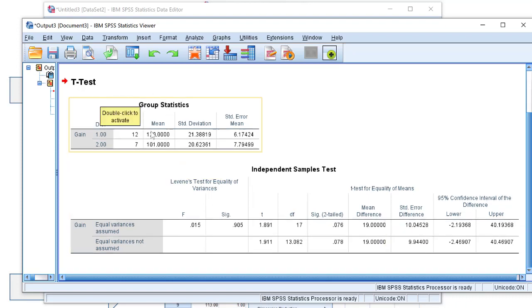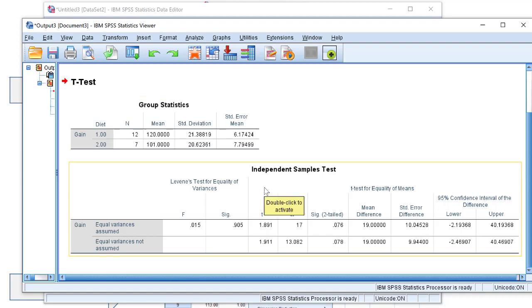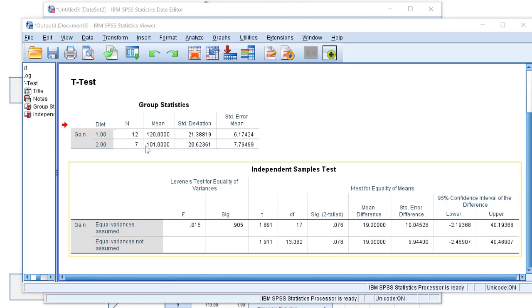We have a bunch of group statistics based on diet 1 and diet 2: the number, the mean, standard deviation, all interesting statistics from there. Here's where we want to go. So in this independent samples test, we have a lot of information here. So let's look through it.